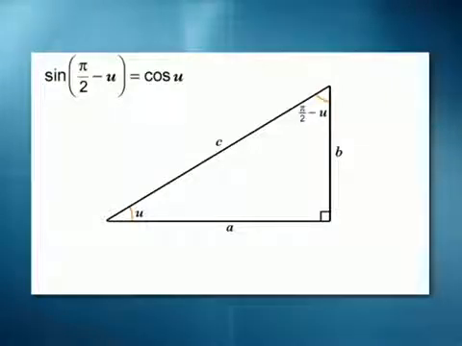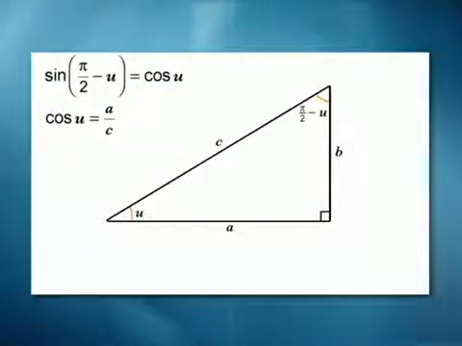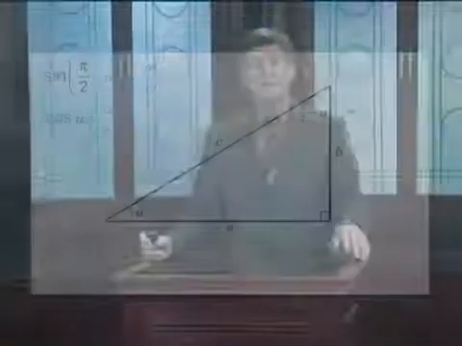All right, I'm going to calculate some trig values by using this triangle. What's cosine u? Adjacent over hypotenuse, A over C. So cosine u is A over C. What's sine of pi over 2 minus u? That's sine of the other acute angle, isn't it? The complementary angle. Sine of pi over 2 minus u is opposite over hypotenuse, A over C again. We get the same answer.